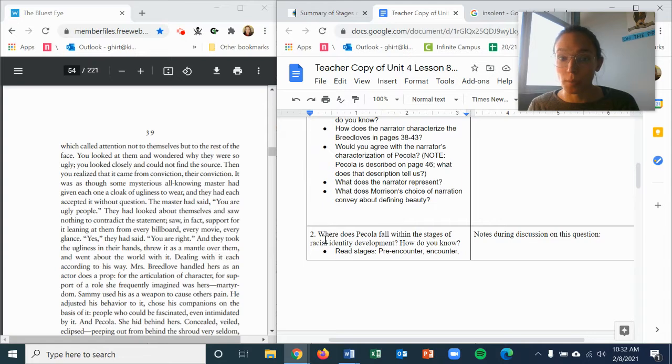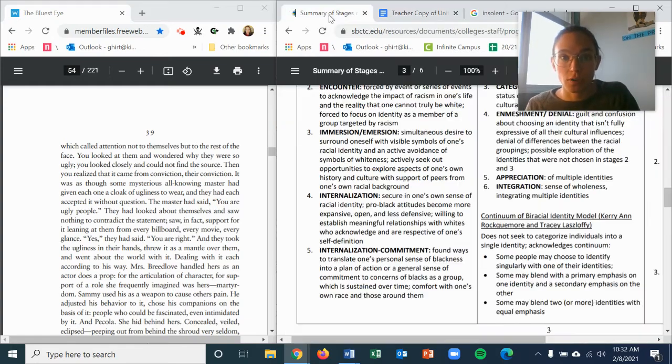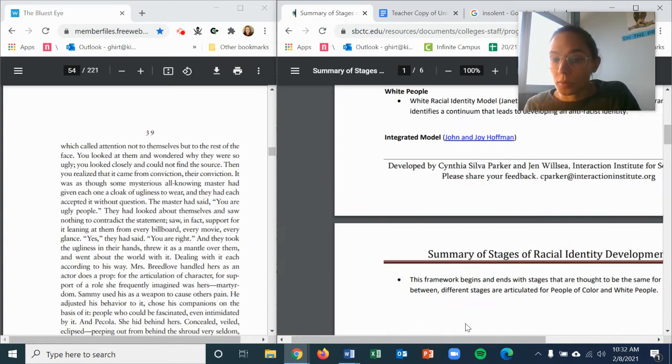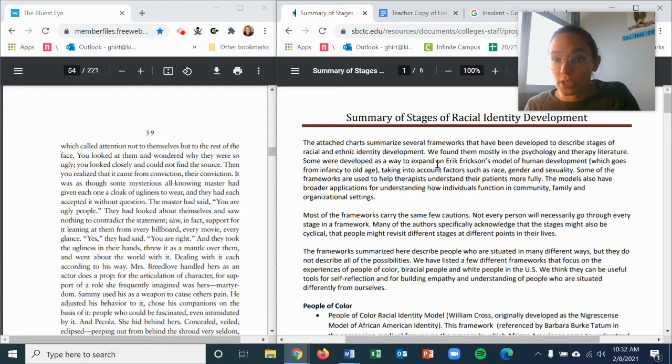Okay, we're back. We're going to go on to question 2. Where does Pecola fall within the stages of racial identity development? I linked in your classwork this document about the stages of racial identity development. This is basically a document that summarizes several frameworks. A framework is just a way of looking at something that has been developed to describe stages of racial and ethnic identity development. This comes from psychology and therapy literature.